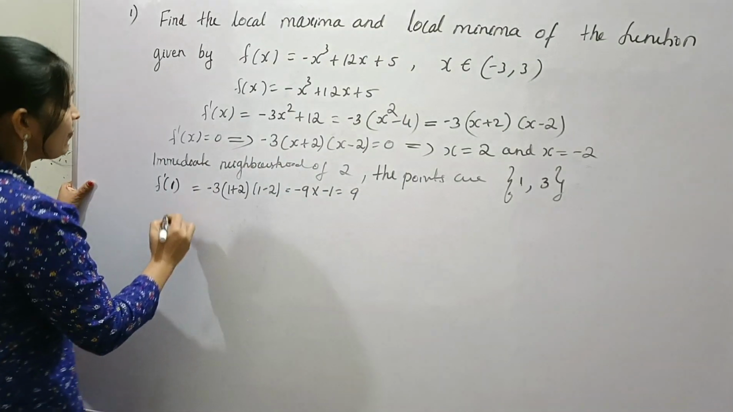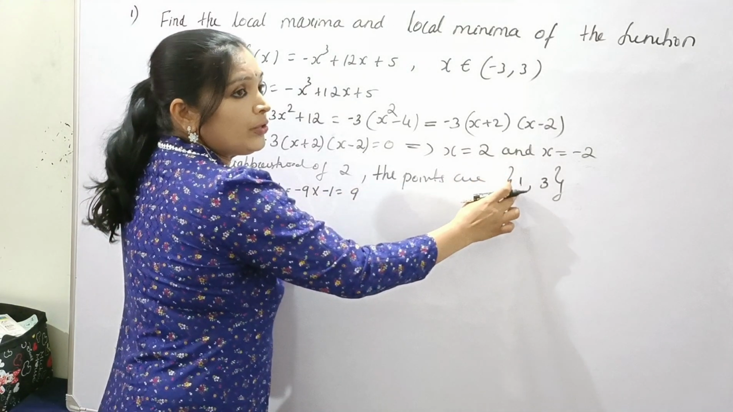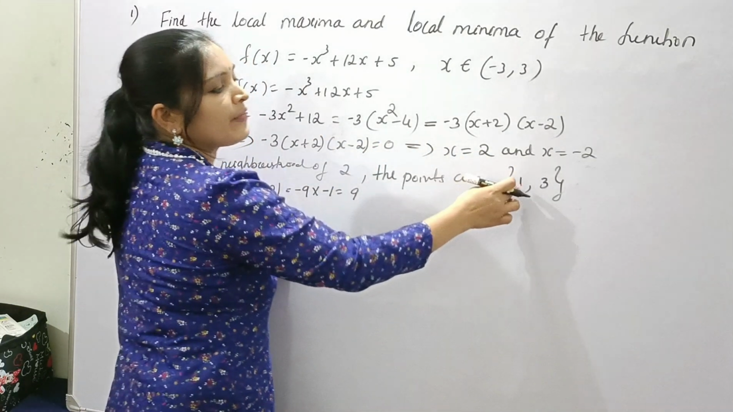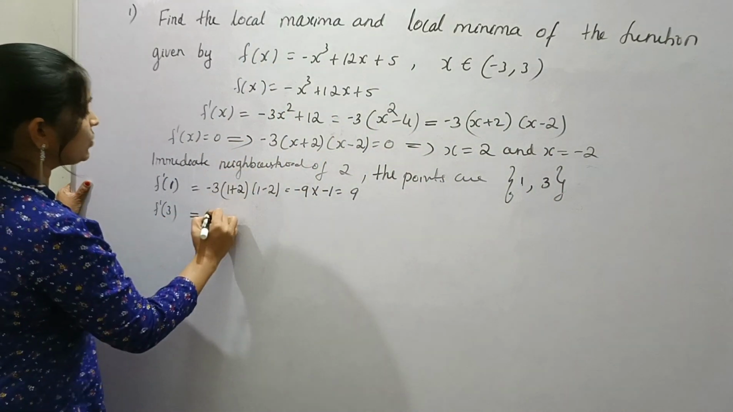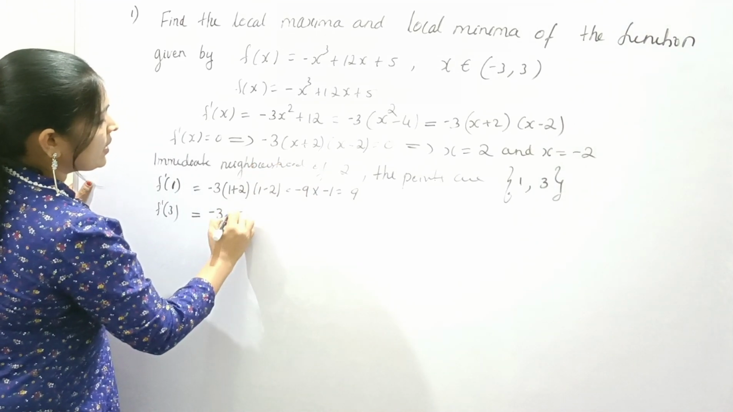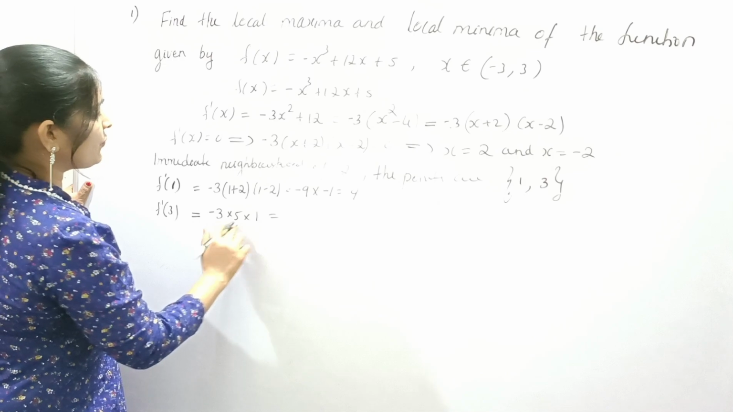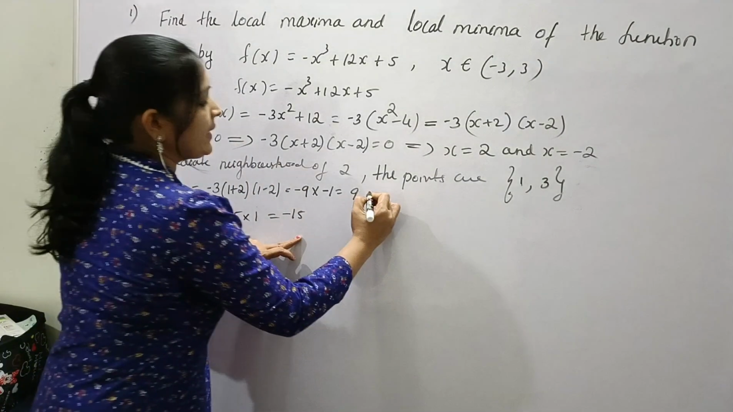Next we will find f dash of 3. First we found the one less than 2, that is f dash of 1. Then we find f dash of 3, which is equal to minus 3 into 3 plus 2, which is 5, into 3 minus 2, which is 1. So that is equal to minus 15. See here, f dash of 1 is greater than 0.